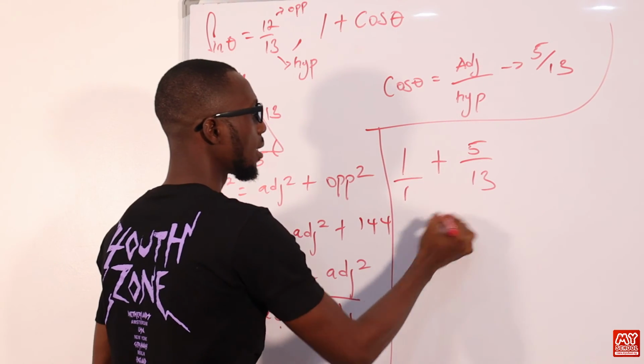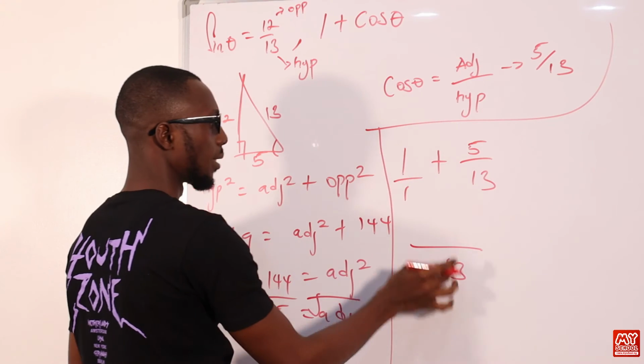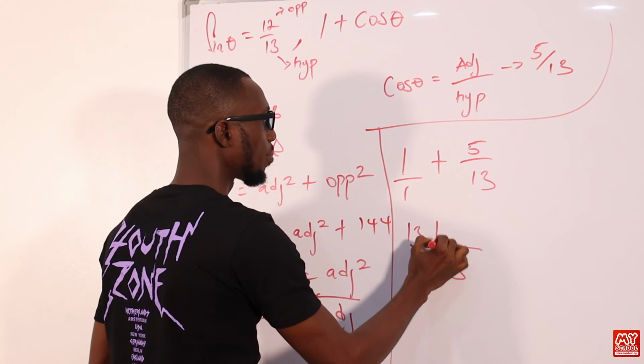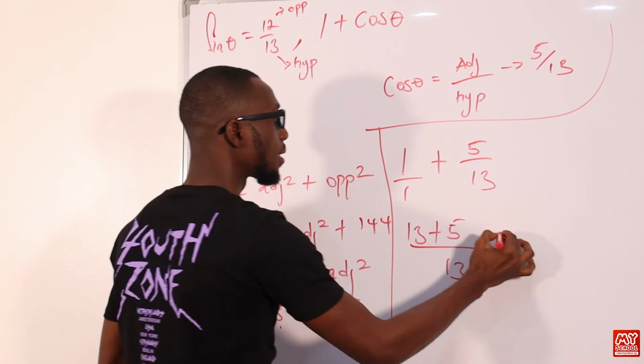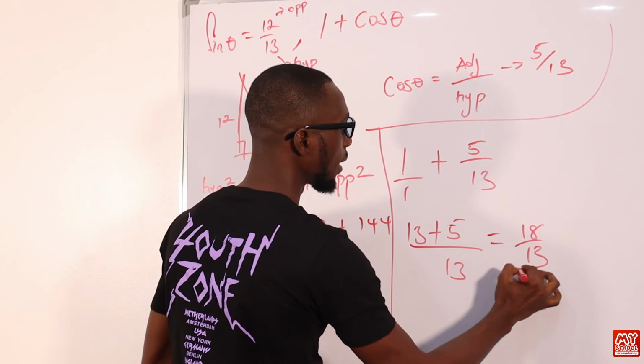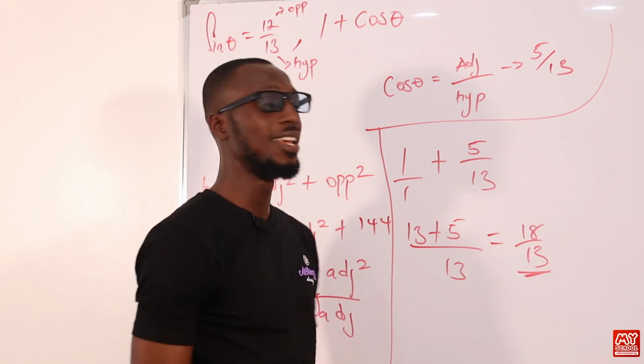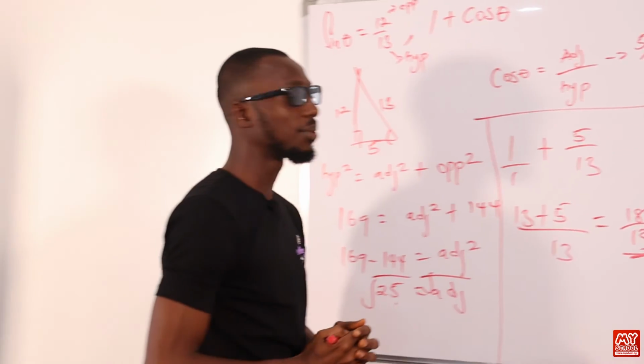Right? LCM is what? 13. That is 13 times 1, we have 13. Plus 13 is 13. 1 times 5, we have 5. 13 plus 5, that is 18 over 13. That's all. Super easy. So join me, let's go back to the screen to pick out the correct option.